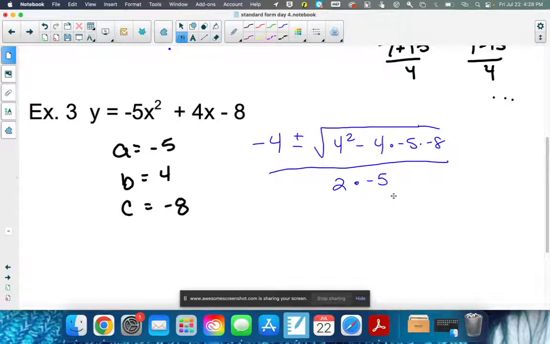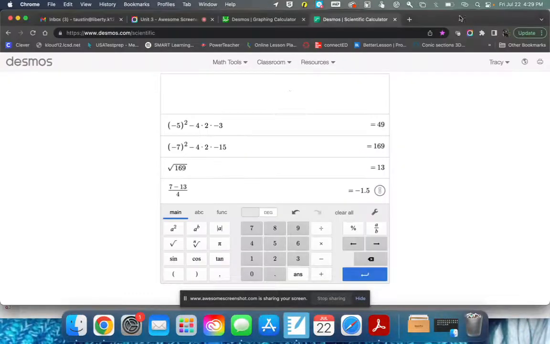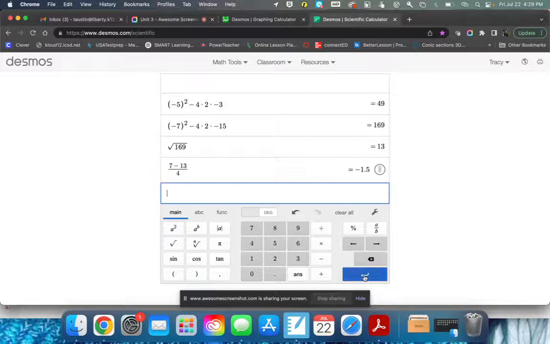All right, so again, what's up underneath the square root is always first. Okay, so hit the enter button. All right, so what we have is 4 squared minus 4 times negative 5 times negative 8.